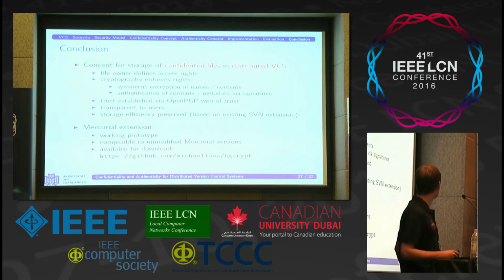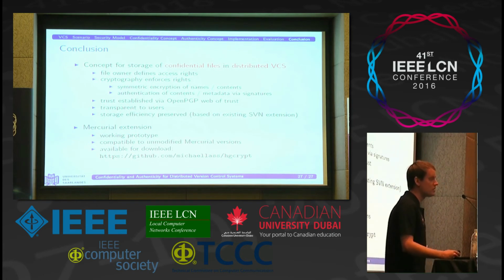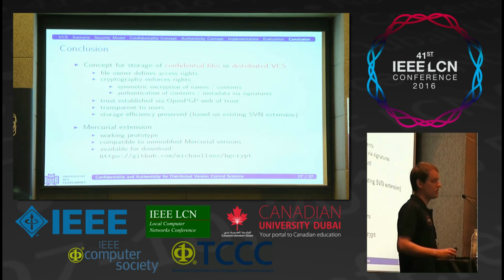Now to conclude, we have seen a concept for storage of confidential files in distributed version control systems, which is almost transparent to its users. It allows file owners to define access rights for confidential files, which are then enforced cryptographically, and we establish trust between users, partly based on OpenPGP's Web of Trust. And we have a prototype implementation for that, which is already compatible to unmodified Mercurial versions, so it can be used on top of existing repositories and can be combined with cloud hosting platforms, and it is available for download right now. So that's it.